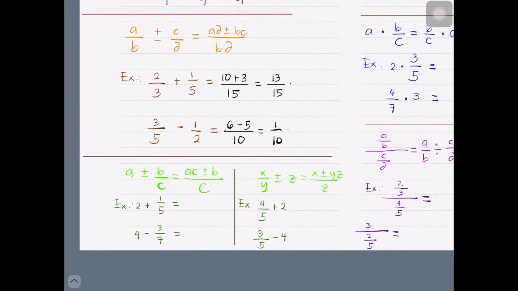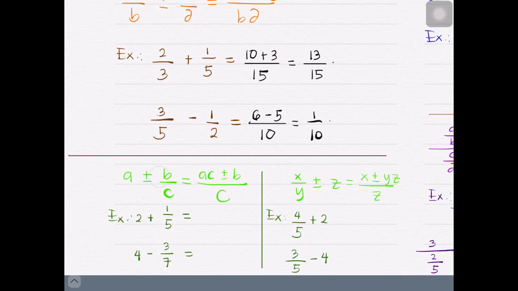Let's now have a whole number plus or minus a fraction. The algorithm would be, we are to multiply the whole number to the denominator of the fraction. That's why we have there ac at the numerator. Then we copy whatever the denominator is. In this case, that would be c. Then we are to copy whatever the operation is, as well as the numerator that owns that denominator. In that case, b. To picture this out, let's have the example 2 plus 1/5.